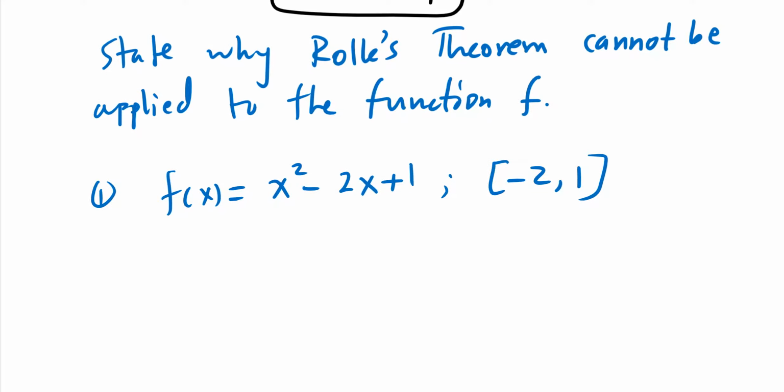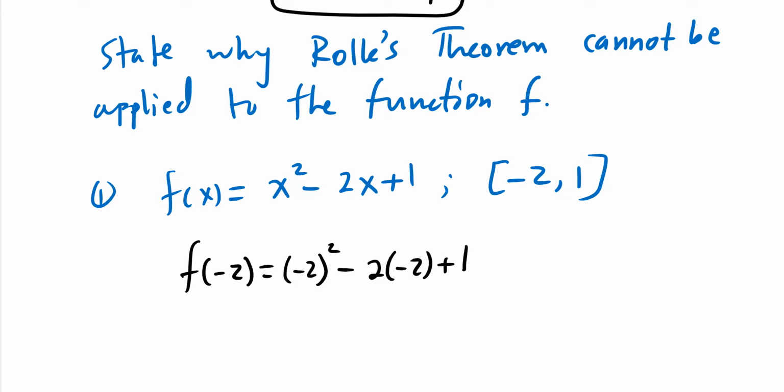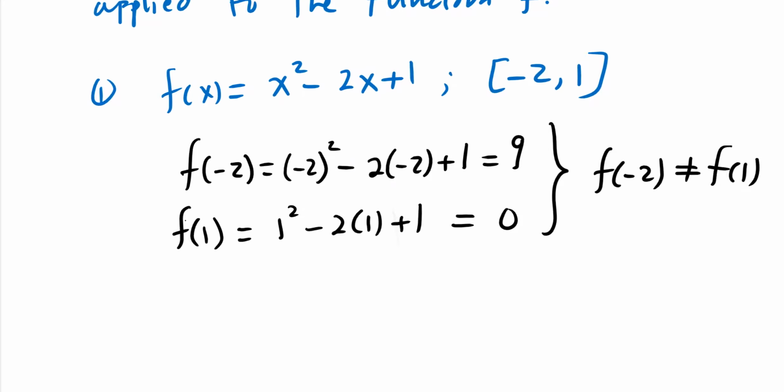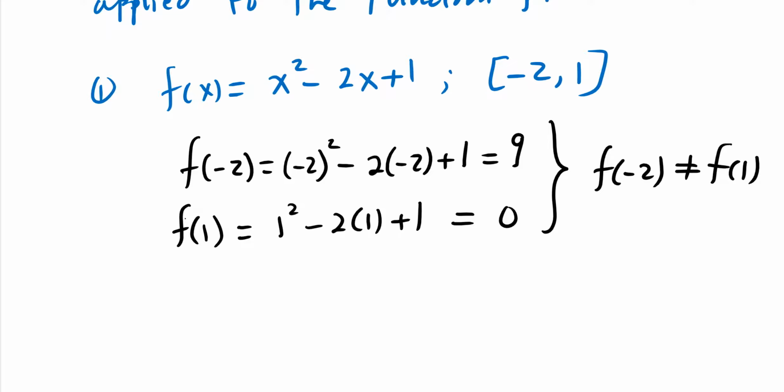So let's focus on the third condition, f of -2. That would be -2 squared minus 2 times -2 plus 1. 4 plus 4 plus 1. That's 9. What about f of 1? It's 1 squared minus 2 times 1 plus 1. 1 minus 2, -1, plus 1, that's 0. Notice f of -2 does not equal f of 1. So this is the condition that fails for Rolle's theorem. Let's look at another one.